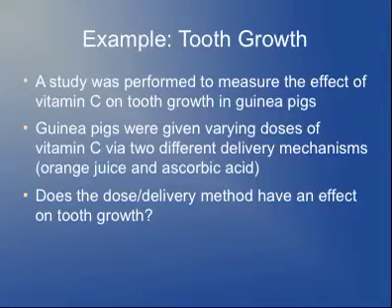Now, an example of analysis of covariance. This is a data set that's built into R. It was an experiment to see if vitamin C affects the rate at which guinea pigs' teeth grow. Basically the guinea pigs were given vitamin C through two different delivery mechanisms, either by giving them orange juice or giving them ascorbic acid. The question is, does vitamin C affect the tooth growth of guinea pigs? And does it matter how the vitamin C is administered? Is it more efficient to do it via orange juice or via ascorbic acid?